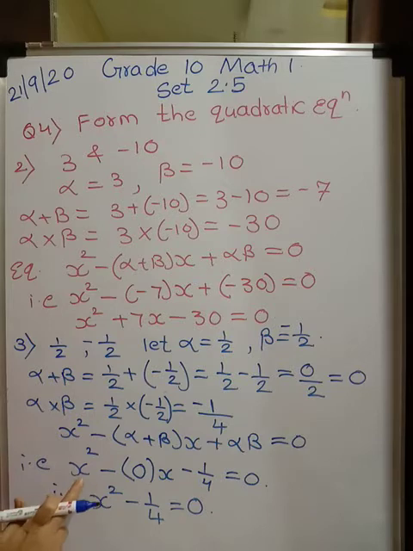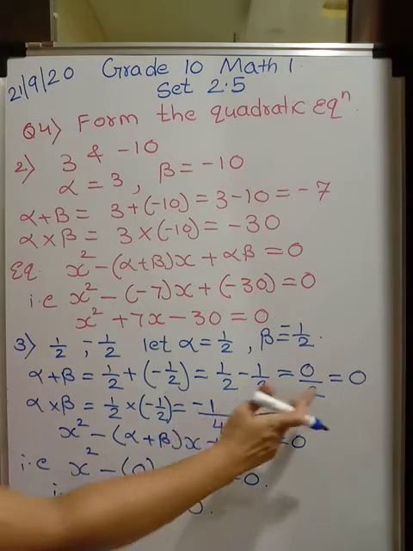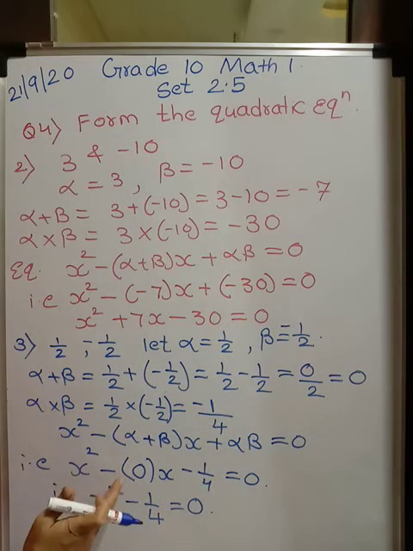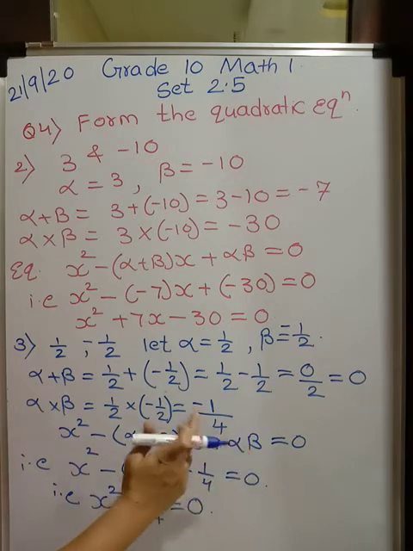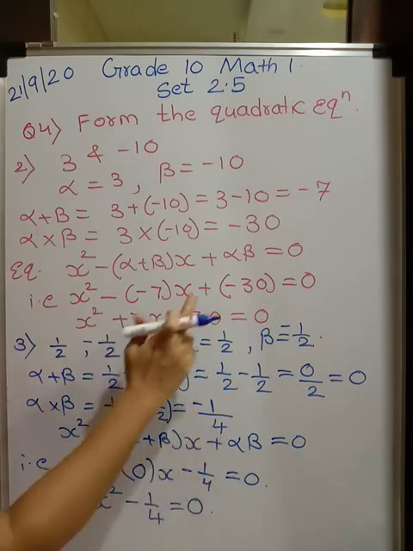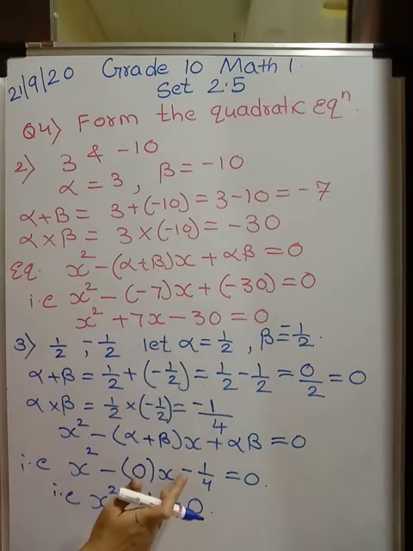Now substitute, you have x square minus, alpha plus beta is 0. So this term is going to be cancelled. Minus product is plus, actually it is. But the product is minus 1 by 4. So plus into minus as we have done over here. Here it will be again minus 1 by 4. We are excluding this term because it is 0. And so your equation is x square minus 1 by 4 is equal to 0. I hope it is clear. Let's go for the fourth problem as well.